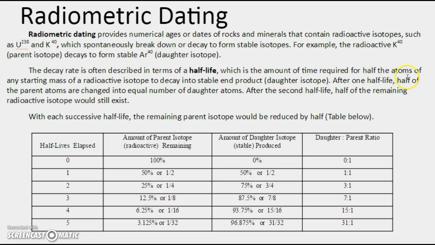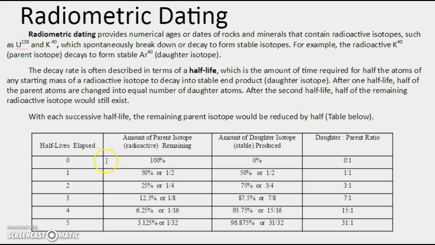After one half-life, half of the parent atoms are changed into an equal number of daughter atoms. After the second half-life, half of the remaining radioactive isotope would still exist. So with each successive half-life, the remaining parent isotope is reduced by half. We can see this in terms of ratios.